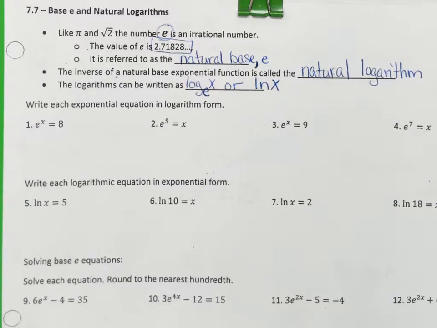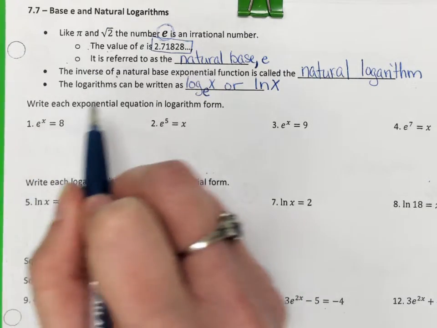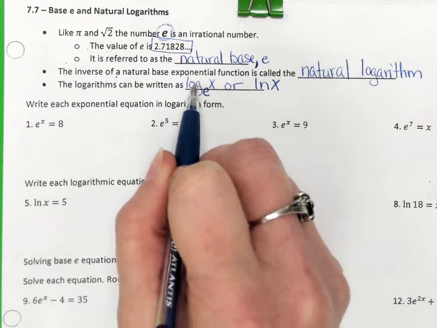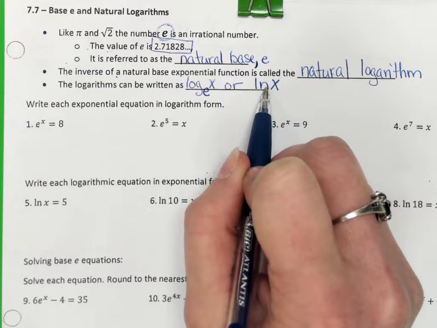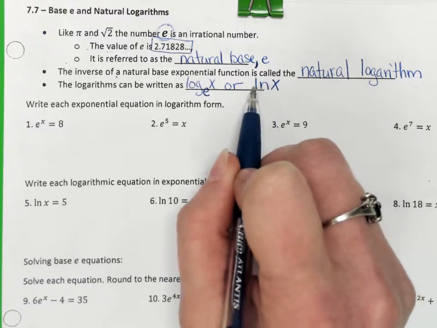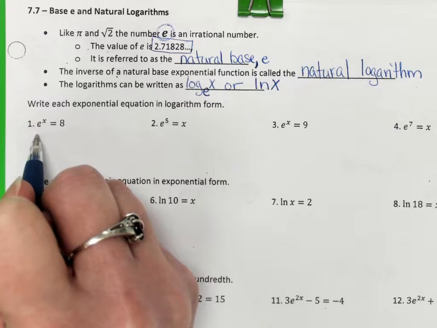All right, here we go. So we're going to write each exponential equation in logarithm form. So, what's the opposite of an e? Is a log e, or we could say the ln. What's ln stand for? Natural log. So how do we get rid of an e? What's the opposite?